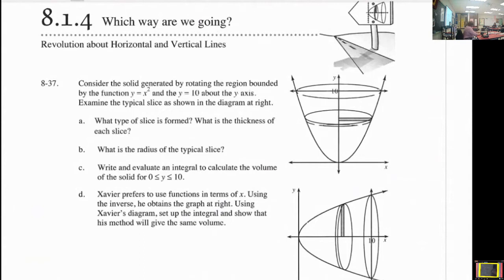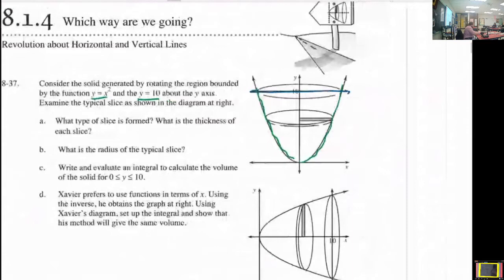So the first question, 8.3.7, we have this solid generated by rotating the region bounded by the function y equals x squared, which is this whole graph right there, and the line y equals 10, which is this horizontal line right there. It's being rotated about the y-axis, which is why it's spinning horizontally. This is kind of a review problem to start us off with.